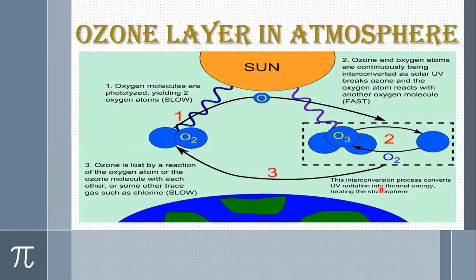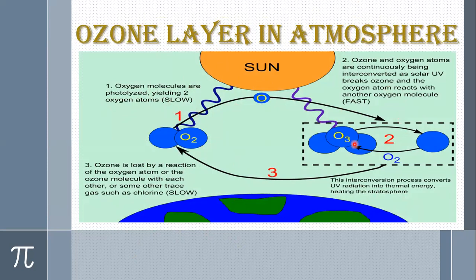Ozone layer in atmosphere. You can see this is the sun, this is our earth, and these reactions are taking place in between. First, oxygen molecules are photolyzed. Photolyzed means broken down in the presence of sunlight. These oxygen molecules break down to give two oxygen atoms, and this is a very slow reaction.